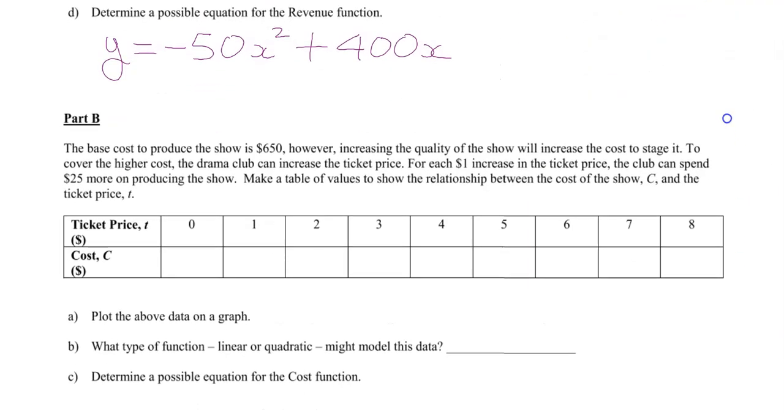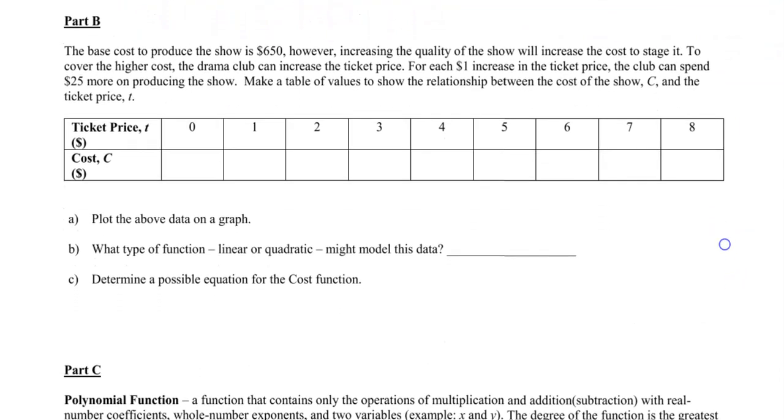Hang on. Gotta remember how to move. Part B. The base cost to produce the show is $650. However, increasing the quality of the show will increase the cost to stage it. To cover the higher cost, the drama club can increase the ticket price. For each $1 increase in ticket price, the club can spend $25 more on producing the show. Make a table of values to show the relationship between the cost of the show and the ticket price.